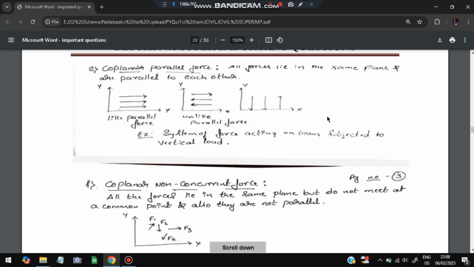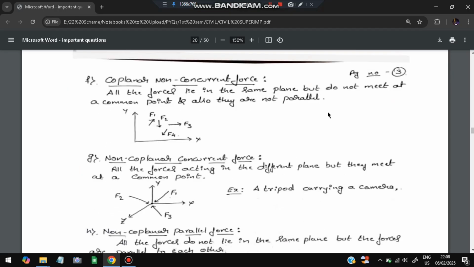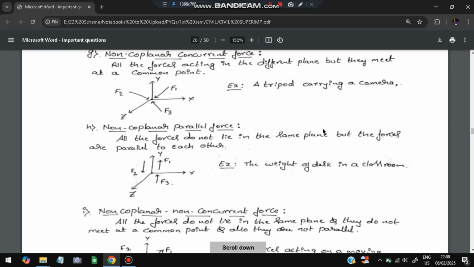Okay, and it is parallel. And coplanar non-concurrent forces: coplanar means in the same plane, non-concurrent means they do not meet at the same point. Non-coplanar concurrent forces are in different planes but they meet at the same point. An example is a tripod carrying a camera. Those are in three different planes but they meet at the same point.